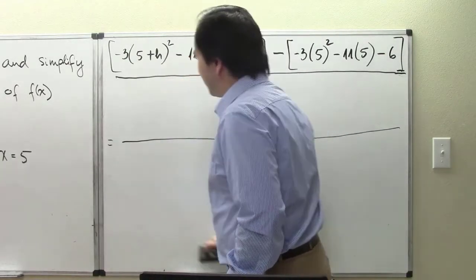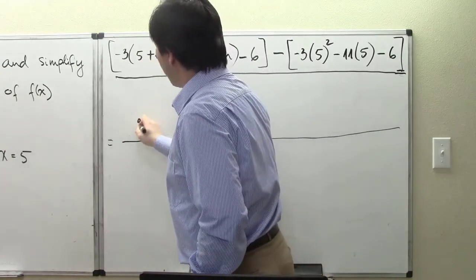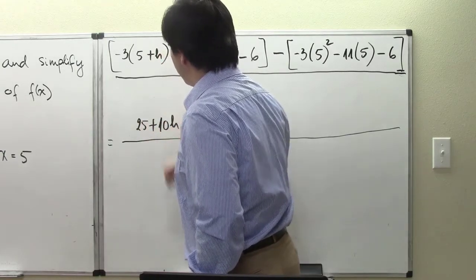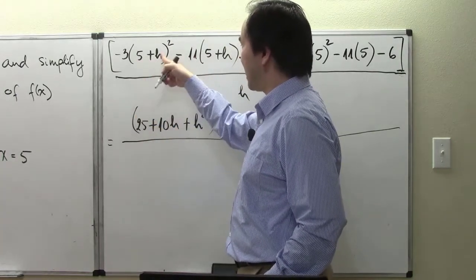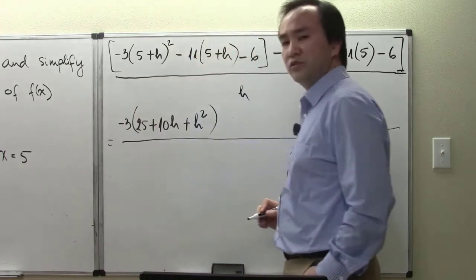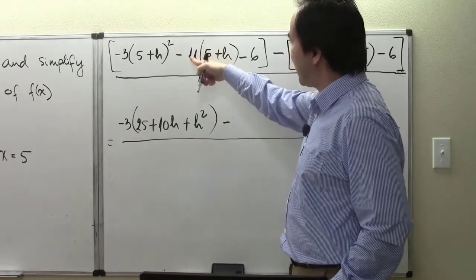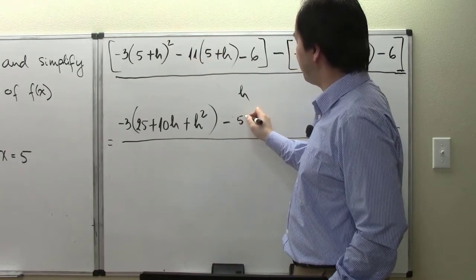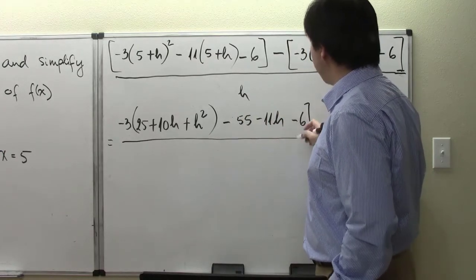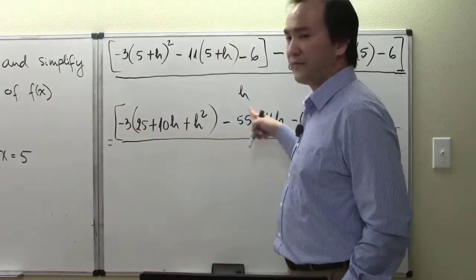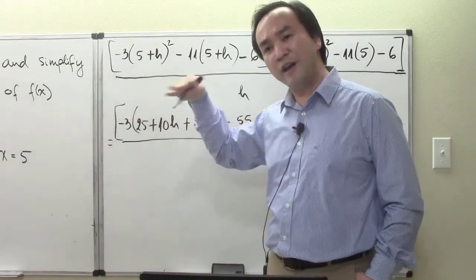So after successfully FOILing out, 5 plus h all squared becomes 25 plus 10h plus h squared. But that's only the FOILing of 5 plus h all squared. All that there is 2 times negative 3, and now minus. Now the next step here, I am going to distribute the negative 11s. So I'm looking at minus 55 minus 11h, and then minus 6. So all that here is my f of 5 plus h, but I'm working it out a little further because now we're on our way to simplify.